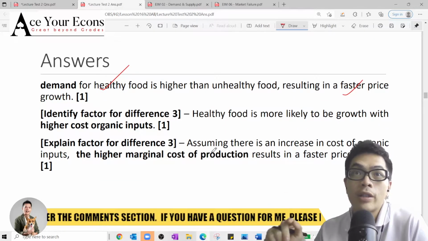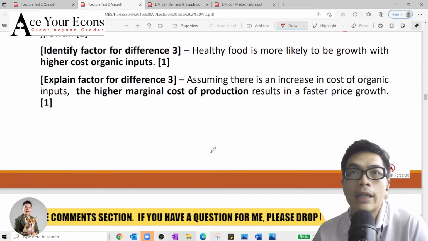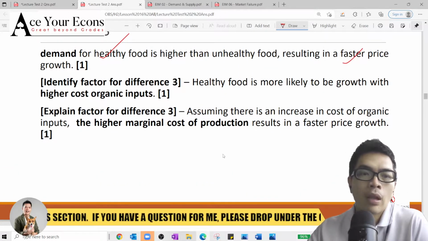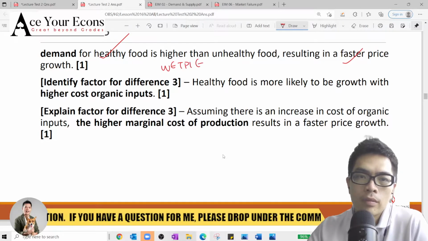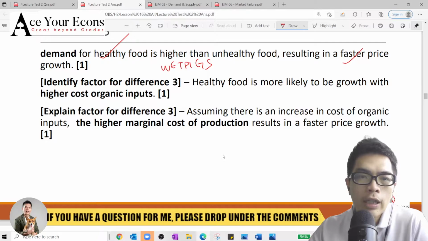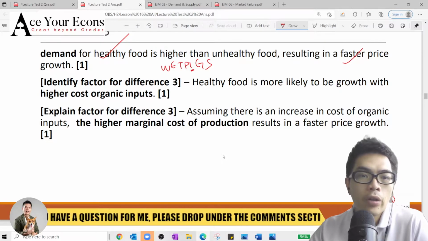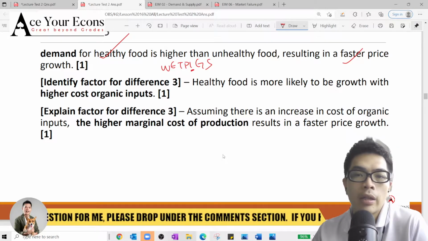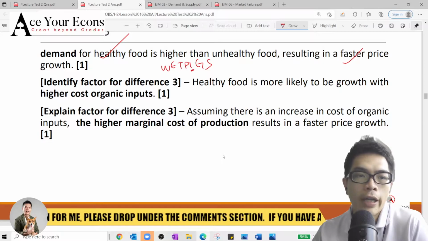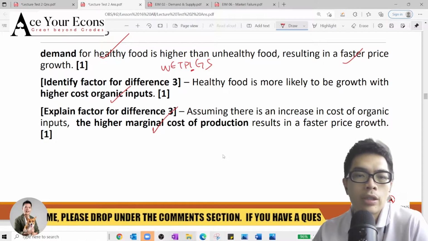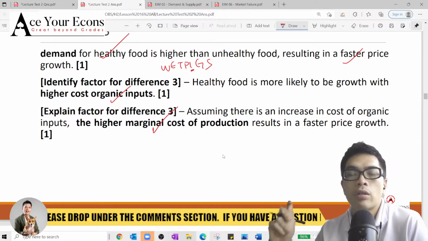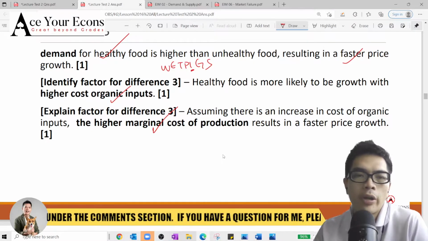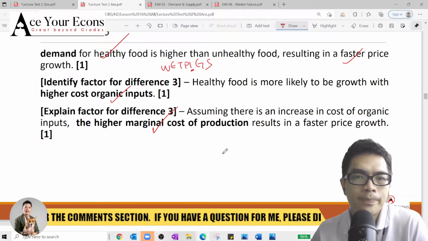Factor 3 is actually quite interesting. It was brought up by the earlier batches of students. Some of them brought up a cost factor under supply factors. You can illustrate input prices. Some of the healthy food is grown organically. Because of the higher cost of organic inputs, this will result in higher production costs. This will result in a fall in supply and an upward pressure on price. So this is a supply factor.